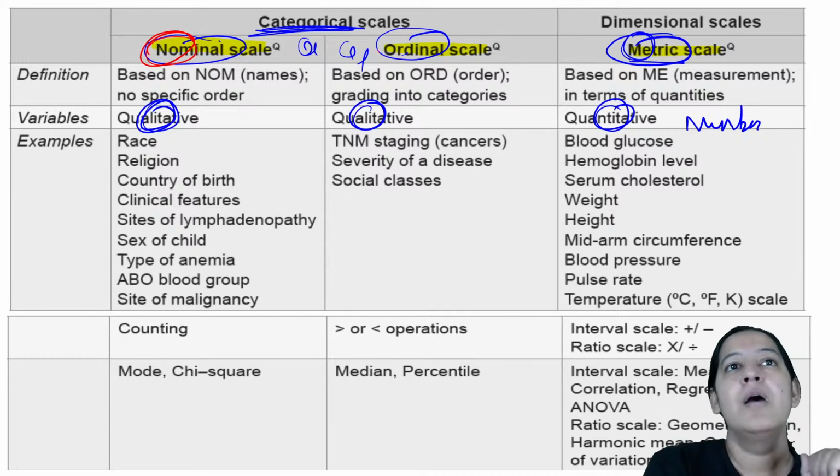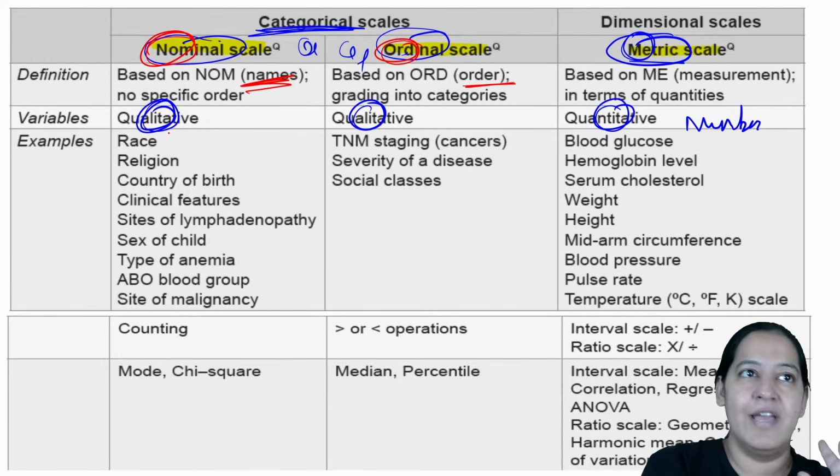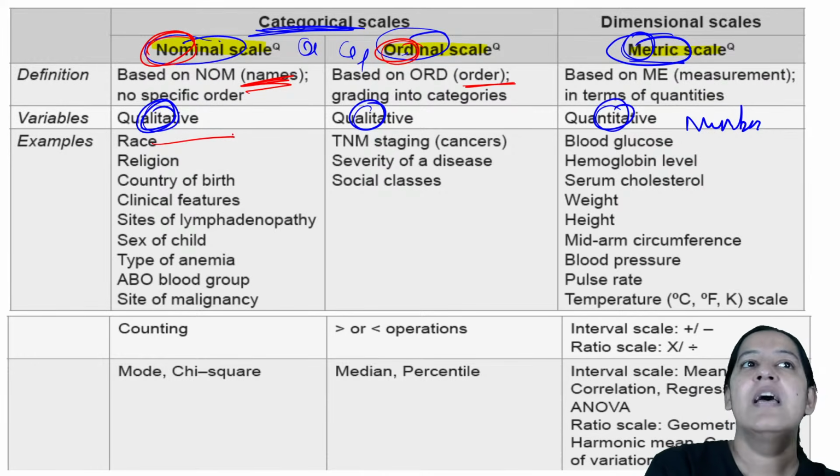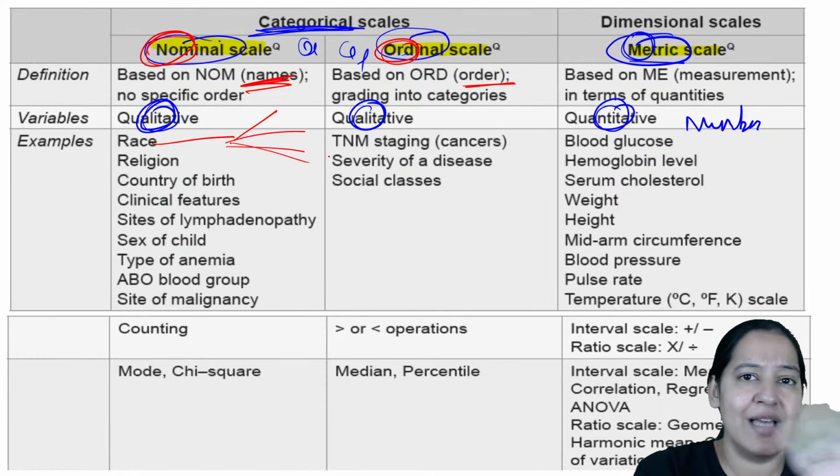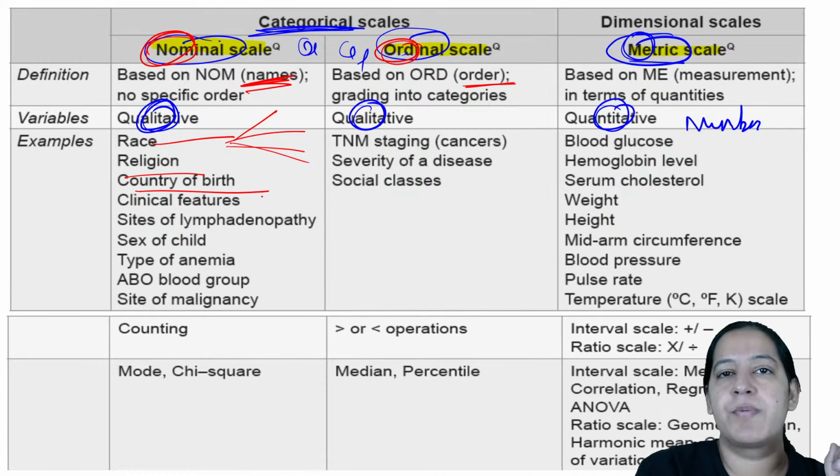Only names are there. But in ordinal, along with names we have orders also. So here, names will have an order too. Here, see names: race. What is your race? Whether it is Hindu or Muslim or Sikh or Christian, what is your race? So these are not numbers, these are names. What is your religion? What is your country of birth? India, Pakistan, Afghanistan, America. So these are the names, not numbers.